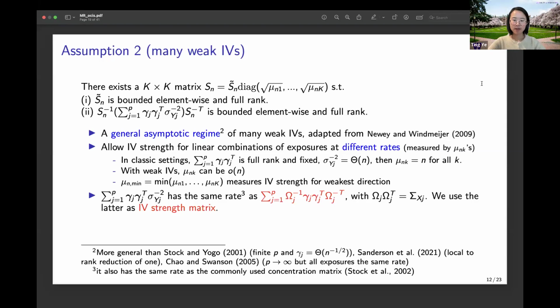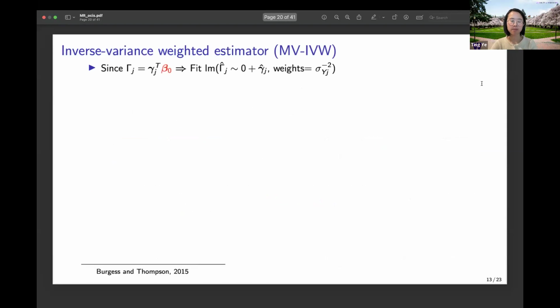Okay, great. Thank you. So I'll move forward to talk about the inverse variance weighted estimator, which is very, very commonly used, maybe the default method that a lot of people use in the MR literature, and talk about the theoretical results we derive for these estimators. So the idea of MV-IVW is very simple because of this linear relationship in the true parameter, and also because this holds for all the IVs.